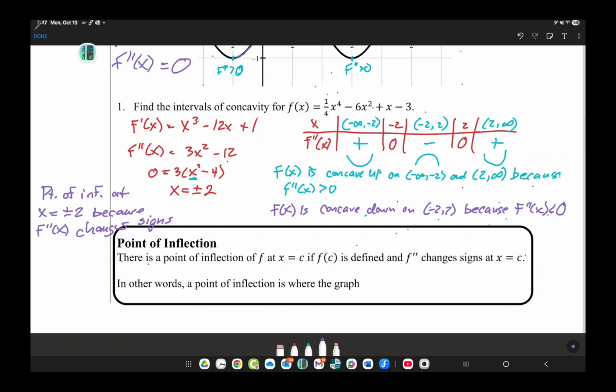So that's why it says f of c is defined. In that case, f of c was defined. So it does have to have a value that exists in the domain of the original function, and the second derivative signs change at that value. So in other words, a point of inflection is where the graph changes concavity, which is what we just showed. All right.